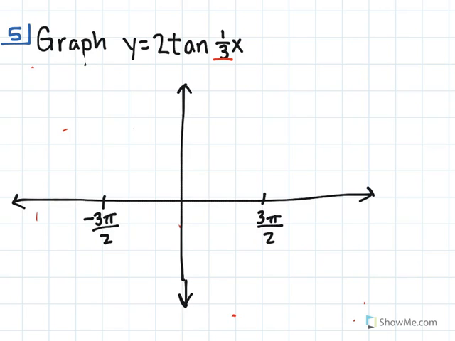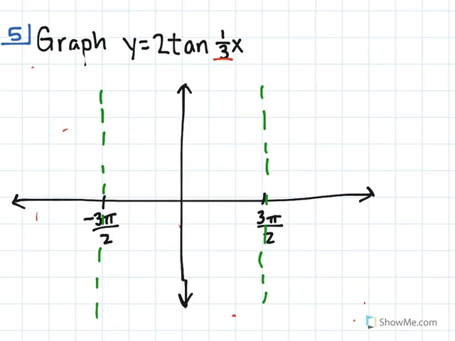So this isn't to scale, but we can just use it to get a general idea of what we would do from here to graph. So as we said, we have asymptotes at negative 3 pi over 2 and 3 pi over 2. So from there, we just need to worry about filling in the middle.